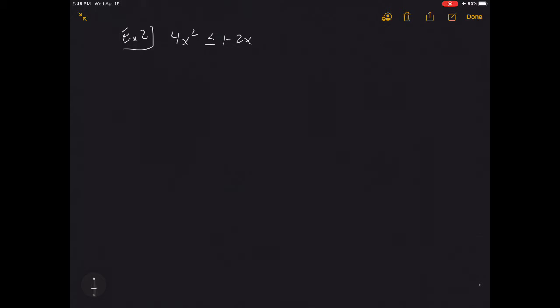So we're going to add 2x to both sides. So I have 4x squared plus 2x. And we're also going to subtract 1 from both sides to make the right side equal to 0.